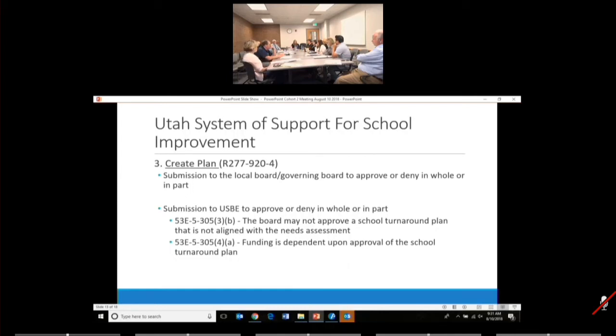And in that last bullet there, the funding under this bill for the schools is dependent upon the approval of the plan. So essentially what the wording in the bill says is once the plan is approved by the board, and board is capital B, it's the state board, once that plan is approved, then the funds will be allocated to the LEA. Allocated and released, I'm guessing. Yeah.